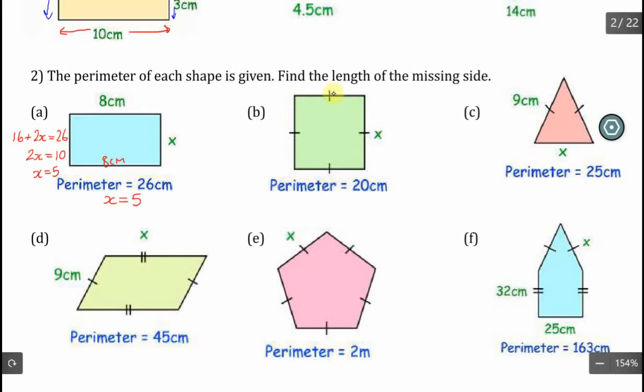Here we've got x, and all of these will be x, and those 4 x's will add together to make 20. So 4 lots of something add together to make 20, x must be 5. We've got an isosceles triangle here, so we've got 2 lots of 9 centimetres, that would make 18, which means this must be the remaining amount to take it up to 25, and that would be 7.